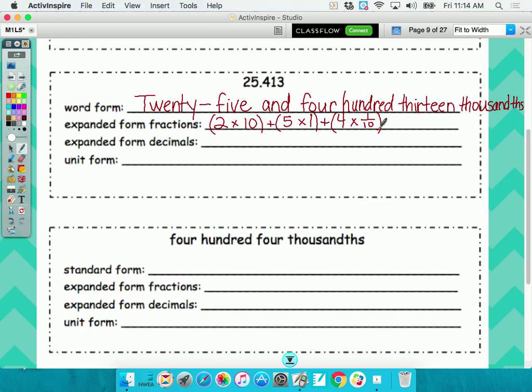Okay, what about the 1, boys and girls? What place value is it in? It's in the hundredths place.